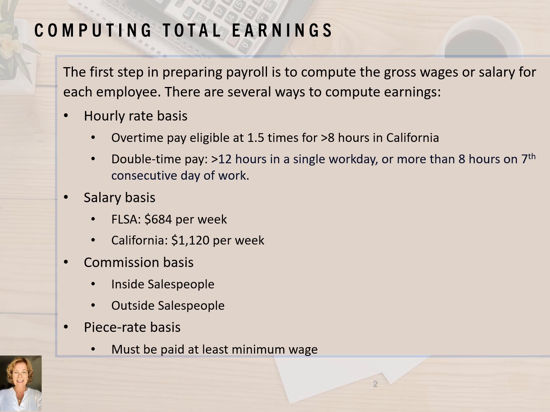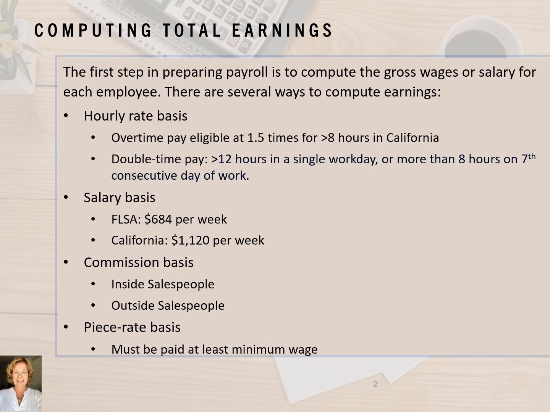The first step in preparing payroll is to compute the gross wages or salary for each employee. There are several ways to compute earnings. If employees are paid on an hourly rate basis, then workers earn a stated rate per hour and earn overtime at time and a half, meaning every overtime hour earns 50% more than the regular hours if they work more than 40 hours a week.